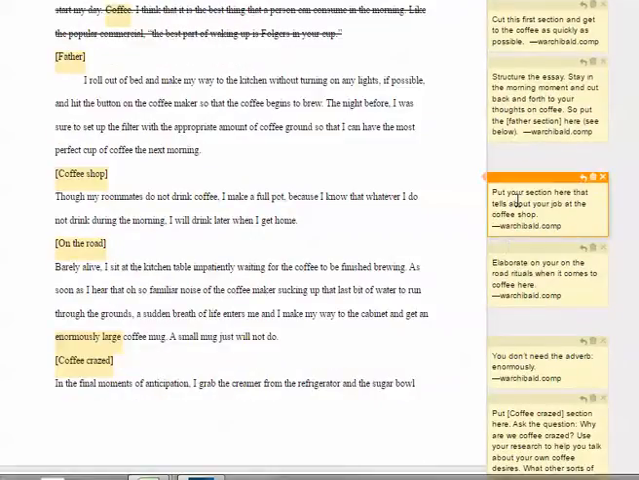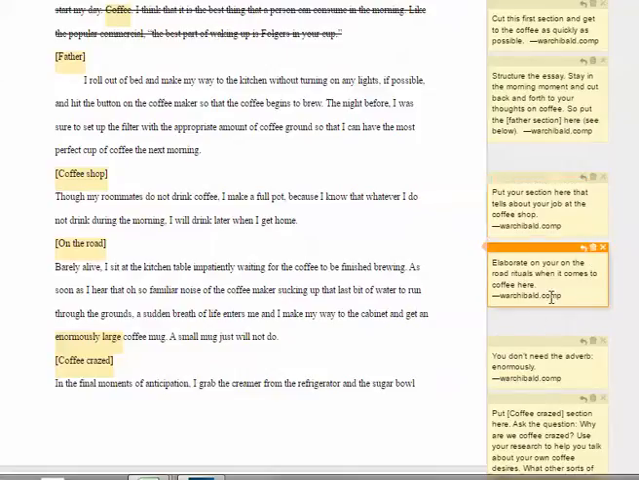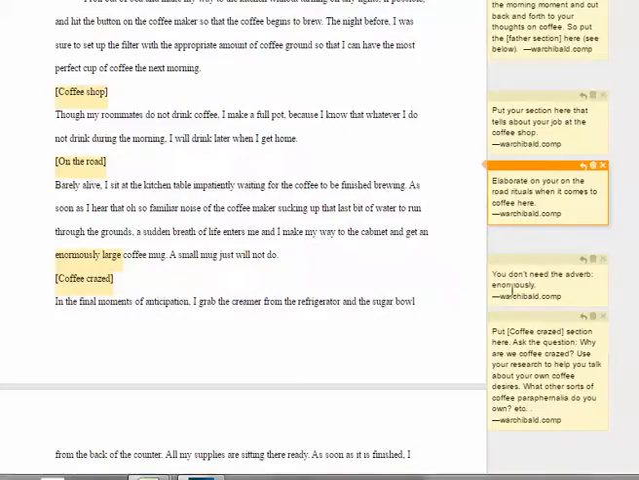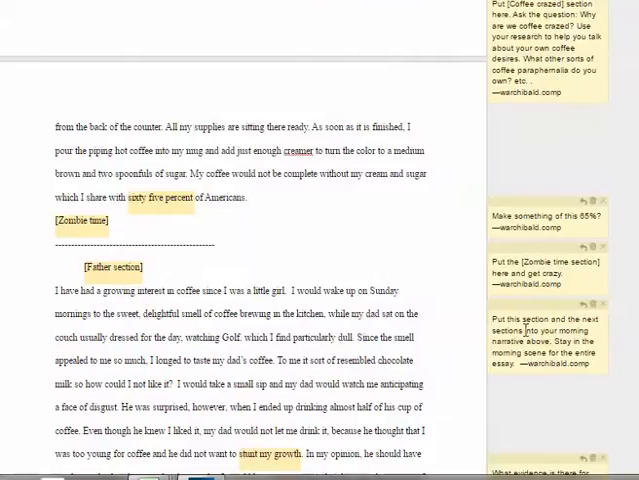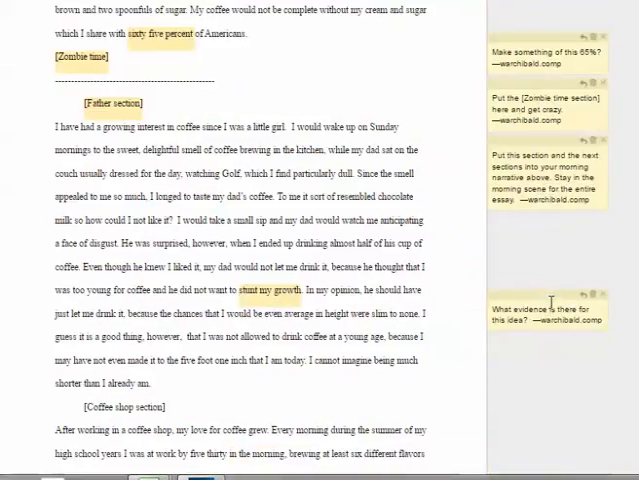Okay, put your section here that tells about your job, elaborate on your road rituals. You don't need the adverb. Okay, put the coffee craze section here. Use your research to help you talk about your own coffee desires, what other sorts of coffee paraphernalia you own, etc. Make something of the 65%. Don't just kind of drop it in, okay?